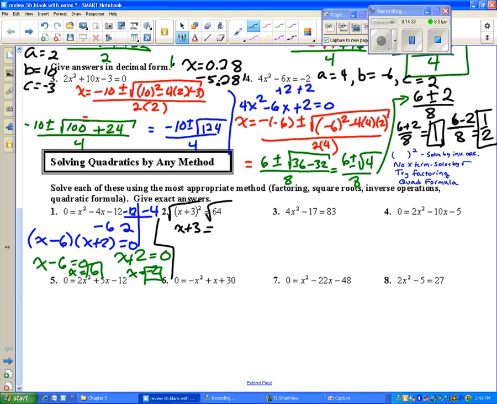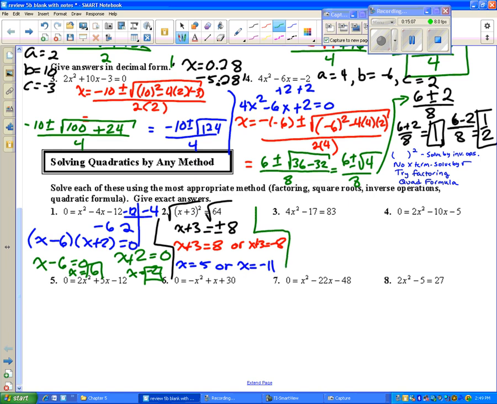is equal to, whenever you square root, it's plus or minus, and the square root of 64 is 8. So again, there's two possible answers. X plus 3 is equal to 8, or x plus 3 is equal to negative 8. I'm going to subtract 3, so I get x is equal to 5, or if I subtract 3, I'm going to get x is equal to negative 11. So 5 and negative 11 are my two possible answers.